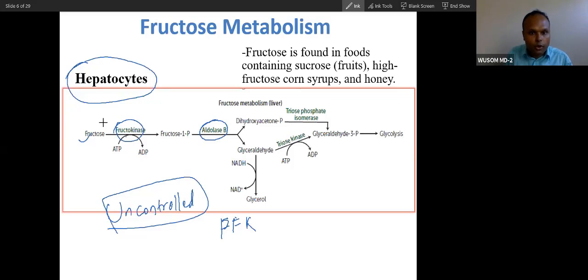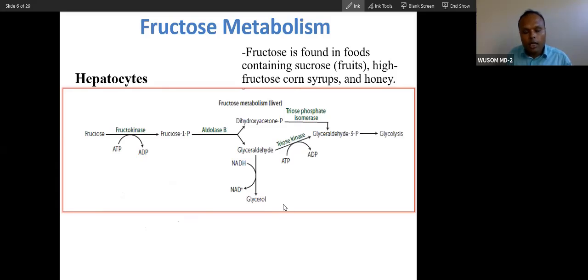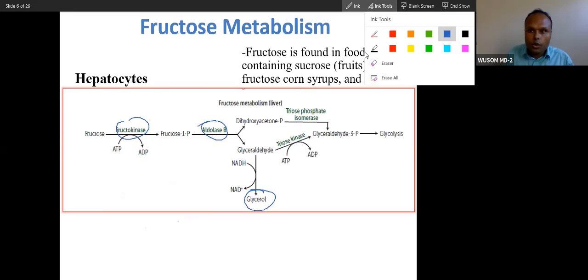Once you eat fructose, it will convert into glycerol and fat immediately, because it has its own enzymes which are not regulated. That is why it will immediately convert into glycerol. So there are two specific enzymes that will not be under control.